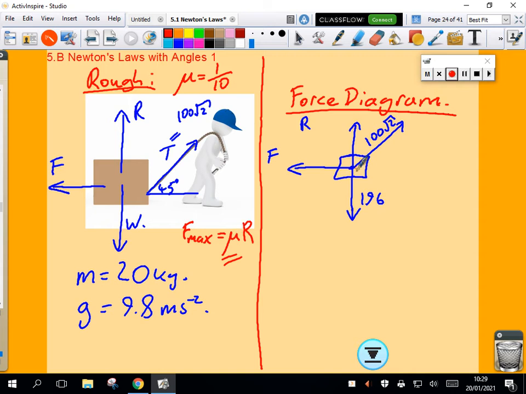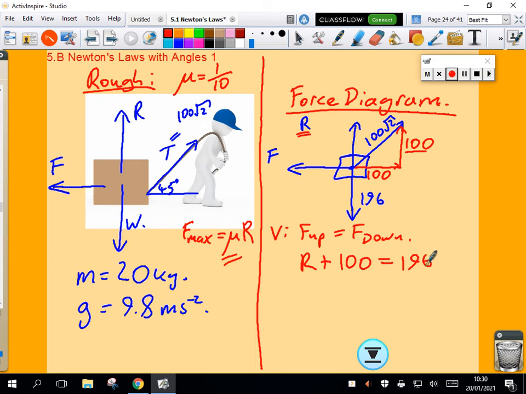Just like before, we were able to resolve this into its horizontal and vertical components. We said this was 100 newtons to the right, 100 newtons upwards. If I look at my vertical forces, my forces up are going to equal my forces down, assuming that this box is just going to slide along the ground. My upward forces are the normal reaction plus 100 newtons. There's my normal reaction. There's my 100 newtons upwards. My downward force is 196. Just like before, we can work out that the normal reaction is 196 newtons.